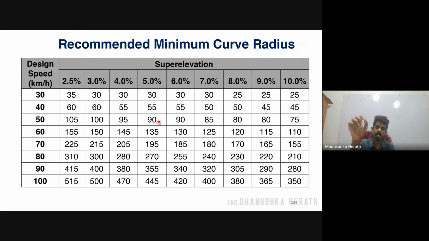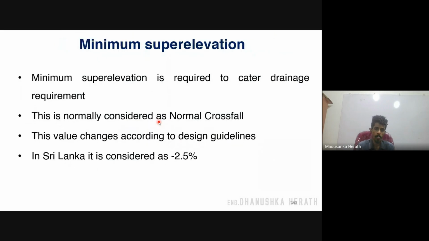So that is the scenario, right? This is the minimum, 90 is the minimum. And if our calculated radius is 100 meters, and here the minimum is 90, then we have to go with the 100 meters. If it is greater than the minimum, we have to use the calculated one. If the calculated value is less than the minimum, then we have to use the minimum one. Right? So that is the scenario.